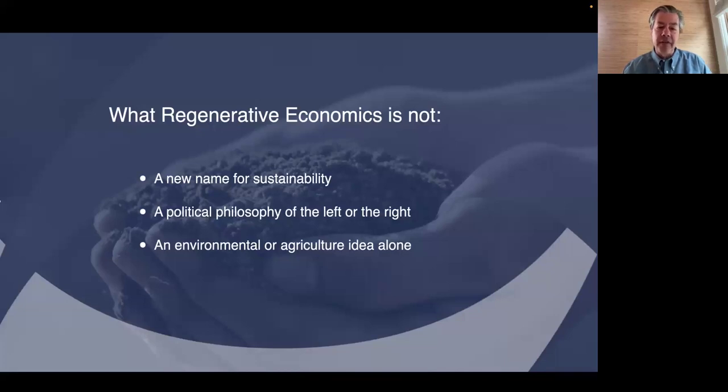It's important to say what regenerative economics is not. It's not simply a new name for sustainability. It's not a political philosophy of the left or right. In fact, I hope that someday the politicians will be arguing with each other about how to create a regenerative economy, and there will be conservative and liberal perspectives on that that will both be valuable. And it's not just an environmental or an agricultural idea alone. It applies to the seeing, the decision-making, and the management of anything that is complex.